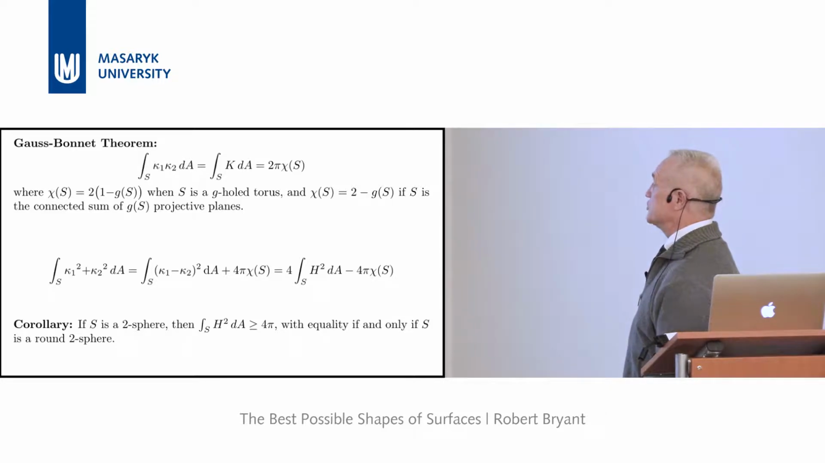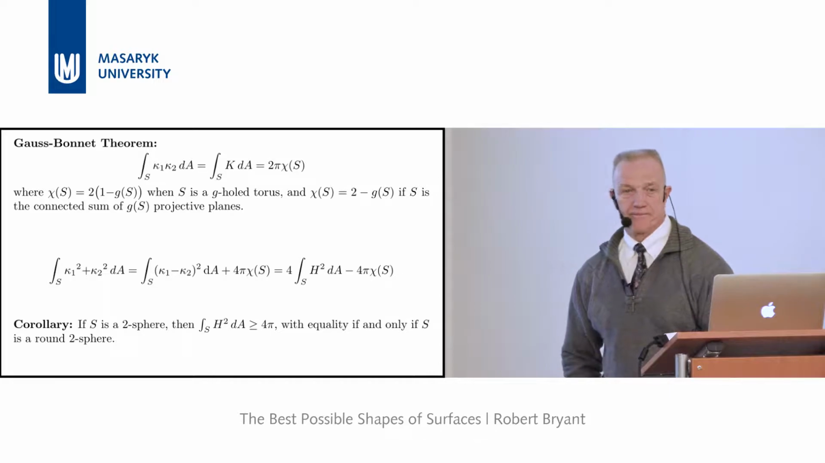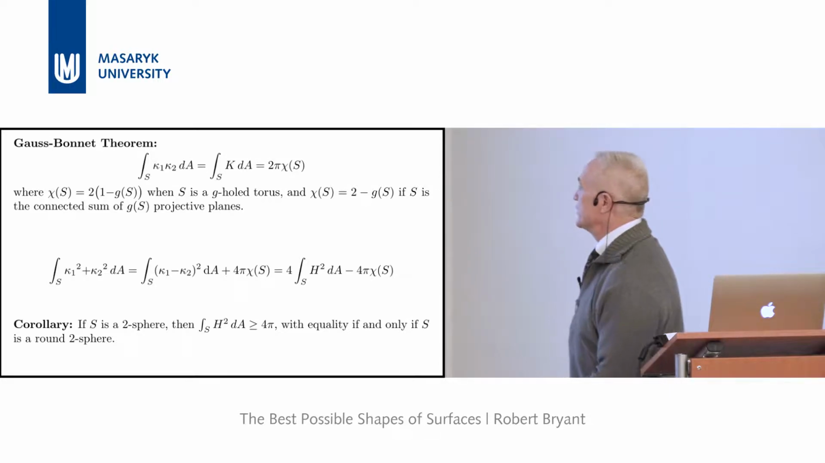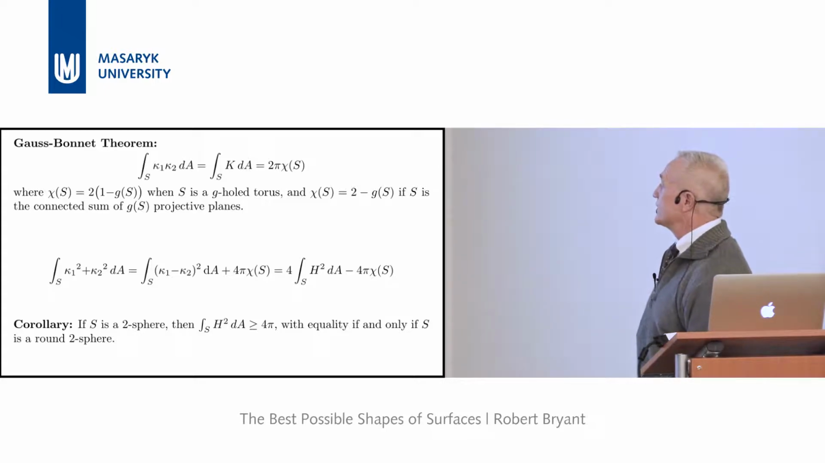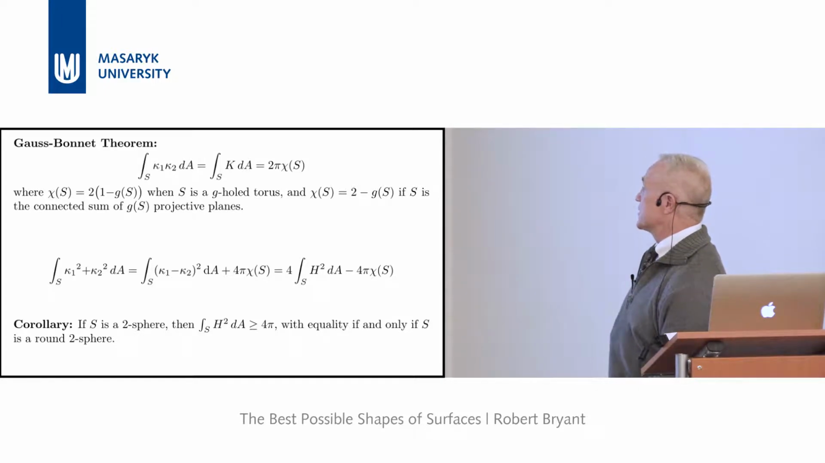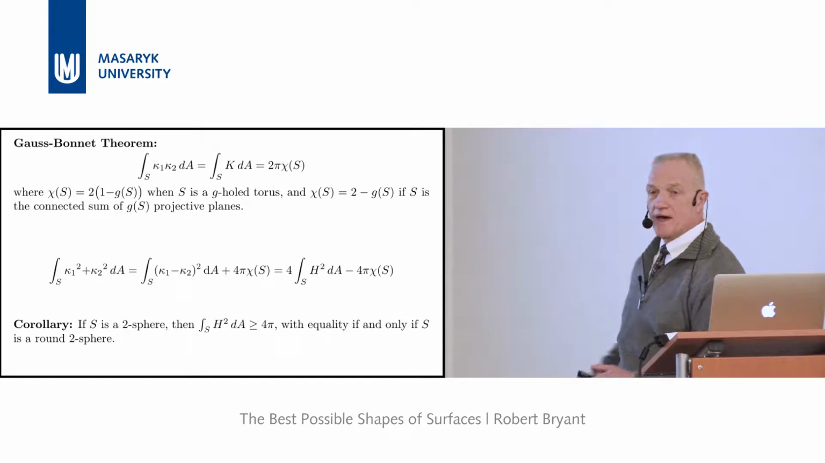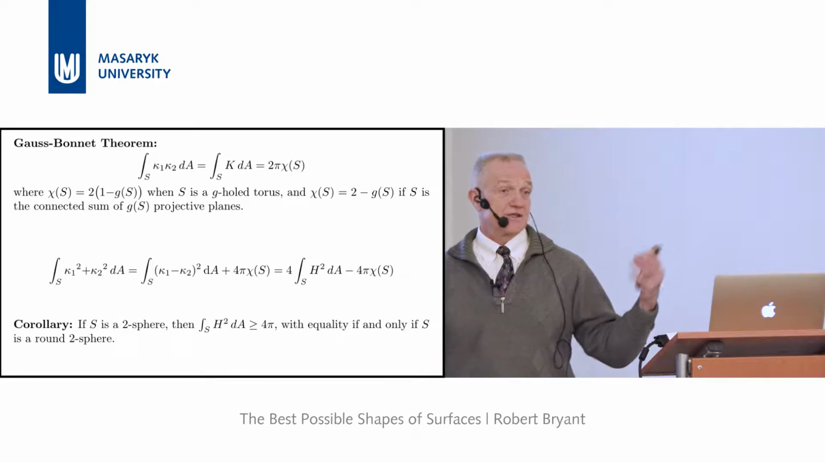And if it's a two-sphere, you know that this is 8 pi and that's a minus 8 pi. And so when you solve for the integral of H squared here, what you'll find out is that for a two-sphere, this integral is always at least 4 pi. So the integral of the square of the mean curvature over a two-sphere is always at least 4 pi, and the only way you can have equality is when kappa 1 minus kappa 2 is 0 everywhere, and if it's 0 everywhere, it's an umbilic sphere, and so it's a round sphere.